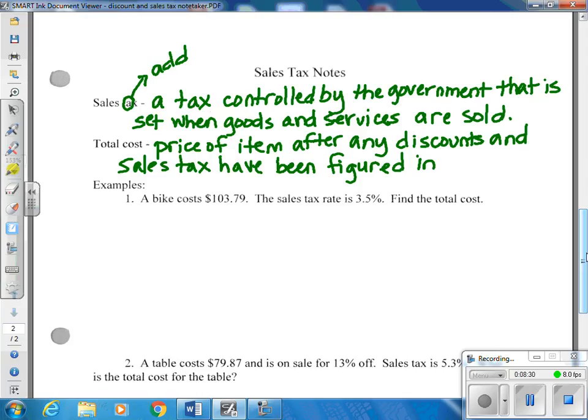But if it's tax, you're going to add those two numbers together. If it's discount, you would subtract them. All right, so for the examples that we have here, we only have 2 of them because we're walking all the way through the problem, especially on number 2.